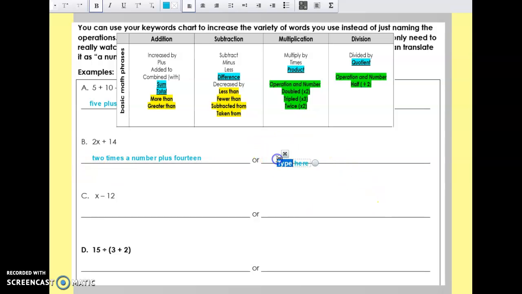To give it some variety, you could also, again, if you like to stick with the basics, that's completely okay. If you want to go a little bit outside the basics, you could say, oh, how about this? Twice a number. How about that one? Twice a number means 2 times x. Twice an unknown number added to 14, or added with 14.